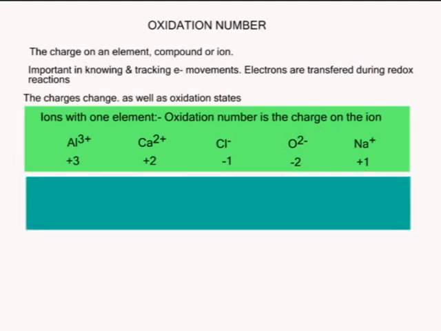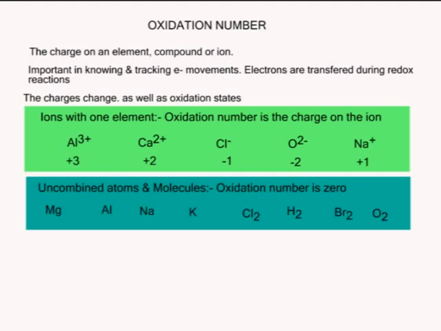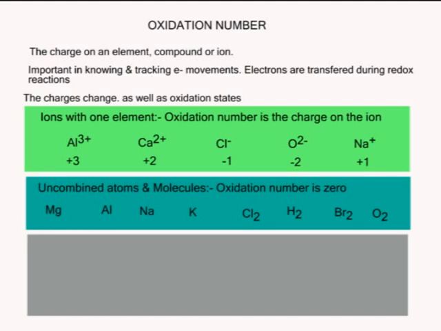Rule number 2 involves uncombined elements and molecules, and the oxidation number of such substances is 0. For example, magnesium, aluminium, sodium, potassium, chlorine gas, hydrogen, bromine, and oxygen all have oxidation numbers of 0. The third rule involves hydrogen.